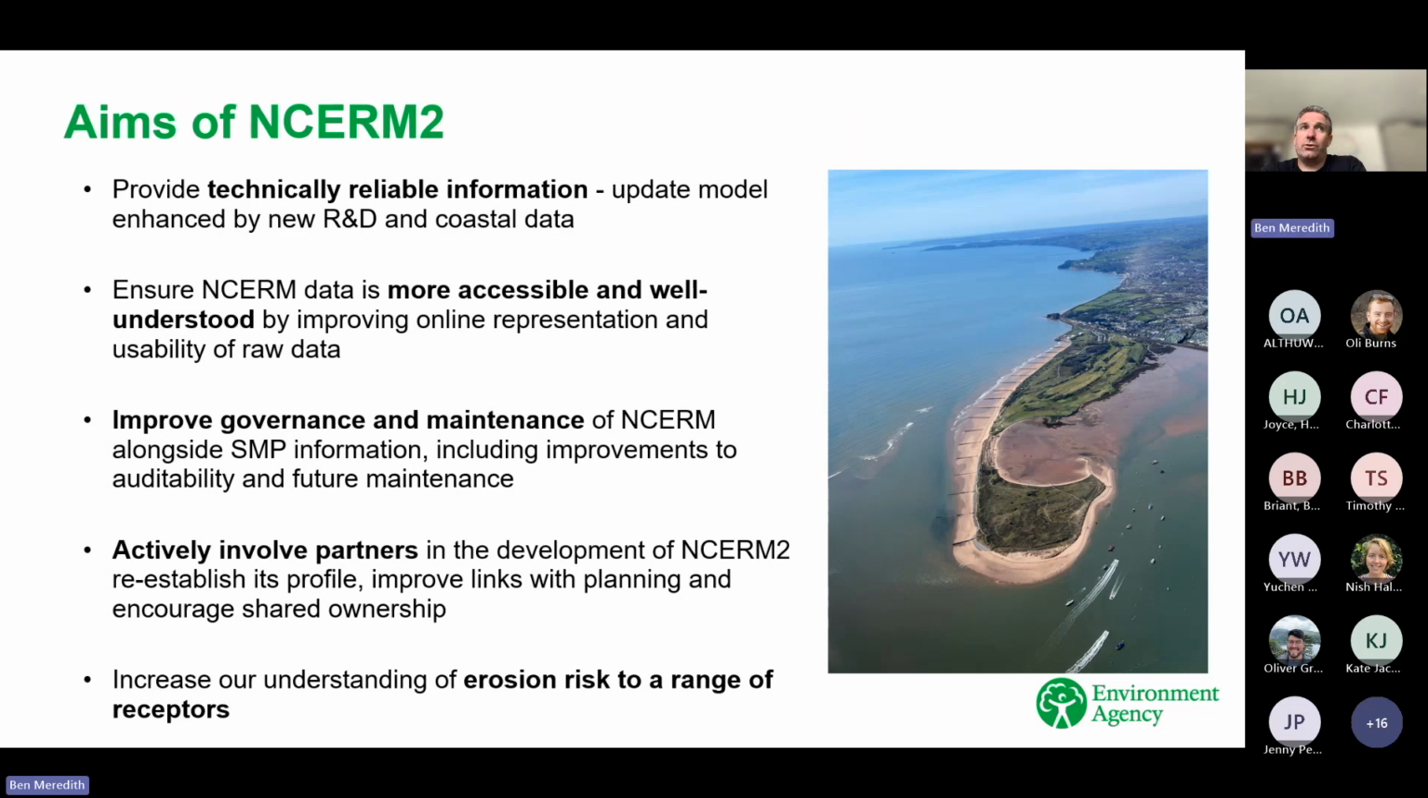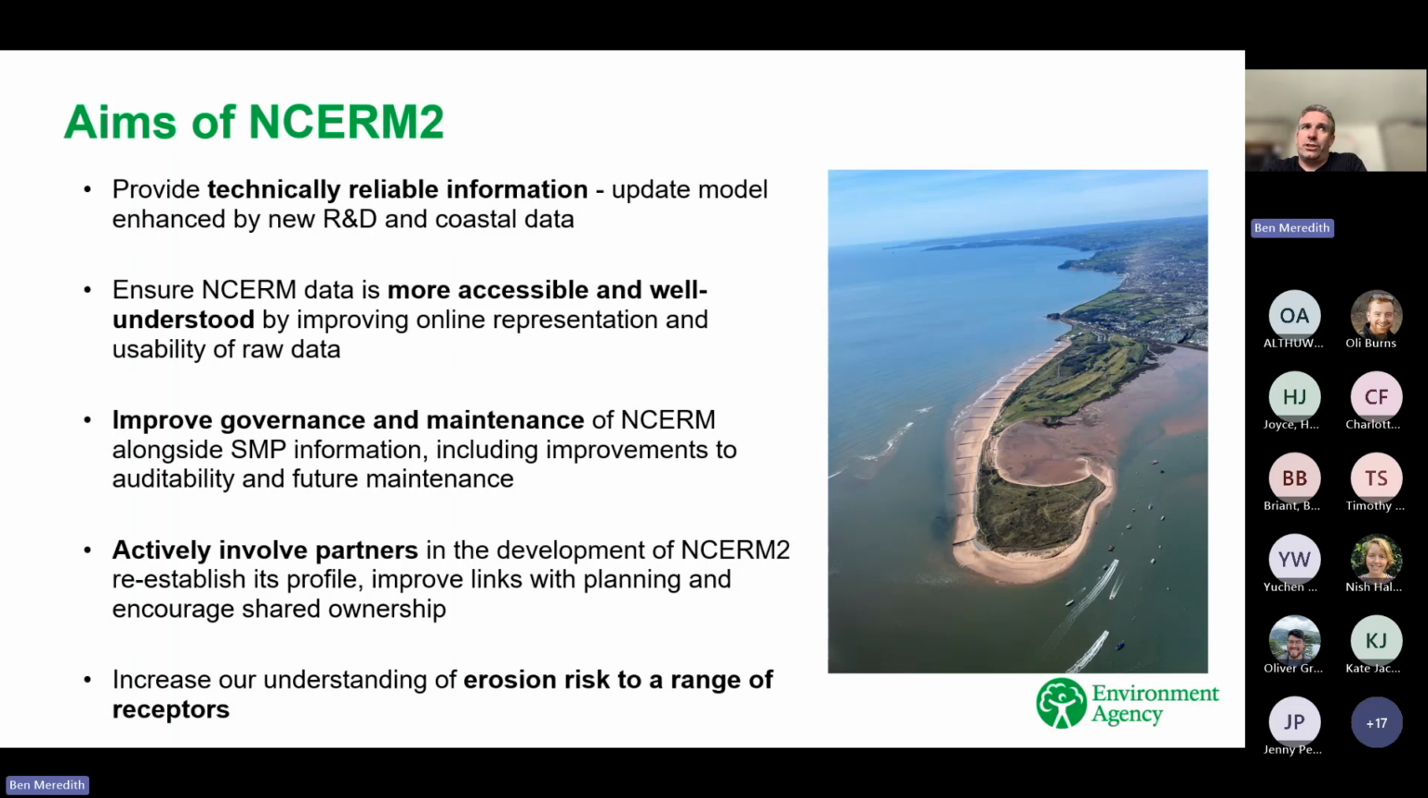Local authorities, of course, have the remit for erosion risk management and so often hold that specialist knowledge for their local coastlines. For that reason, throughout the project, we've ensured strong representation of local authorities on our project board and our technical advisory group. And we continue to work really closely with the coastal groups around England and the Local Government Association Coastal SIG as well.